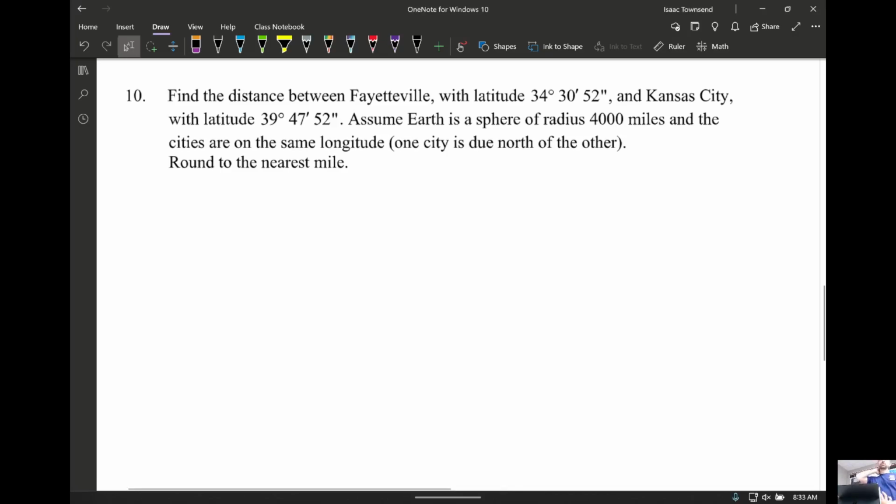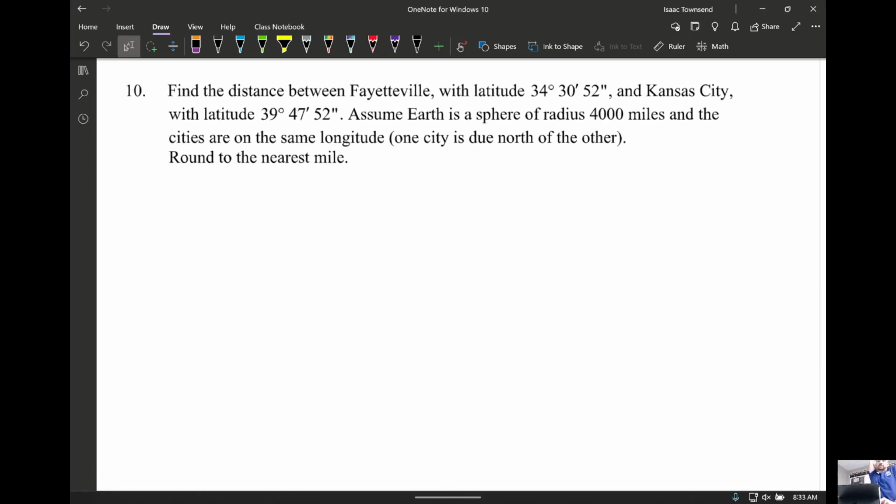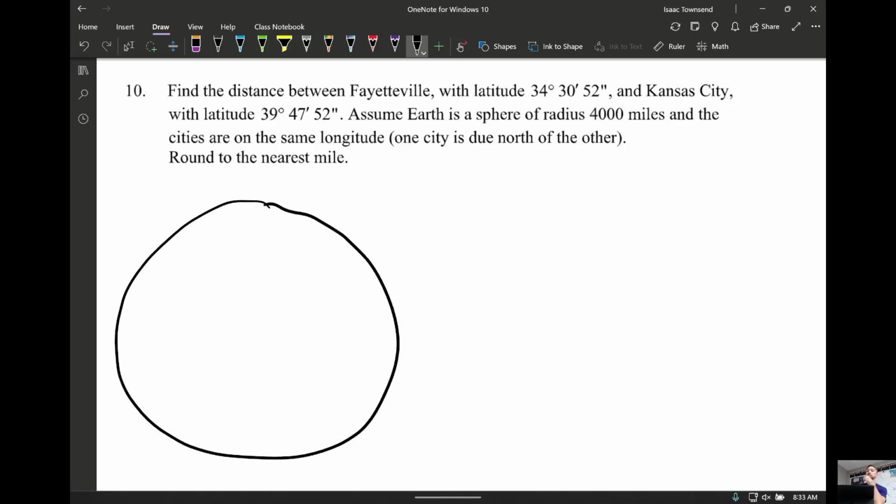So, all right, this one wants us to find the distance between Fayetteville, that has a certain latitude, and Kansas City, that has a different latitude. Assume the Earth is this big and the cities are on the same longitude. So I think a big part of this is sketching a picture, the picture that they're hoping that you do. So you've got Earth like this. You've got two cities that have the same longitude. So I imagine I just turn the Earth, so if they're on the same longitude, I want to turn them to where they're on the very edge. They're at the very corner of what I'm looking at on the Earth.